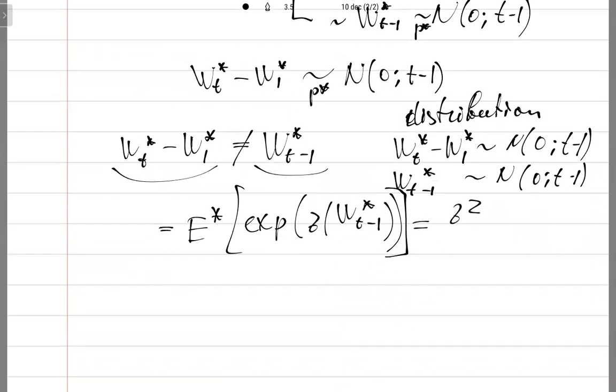And that is equal to exp(sigma squared over 2 times t) minus 1.